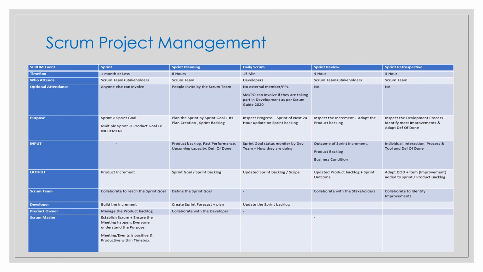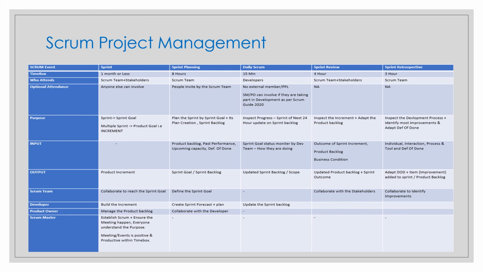And what is the purpose of these events? In your sprint, you will have your sprint goal. Multiple sprint goals will combine into your product goal, and then there is your increment. This is the purpose of the entire sprint, right? When all your PBIs get completed, then your increment is born. So sprint goal, product goal, and the increment, this is the purpose, the commitment we have seen.